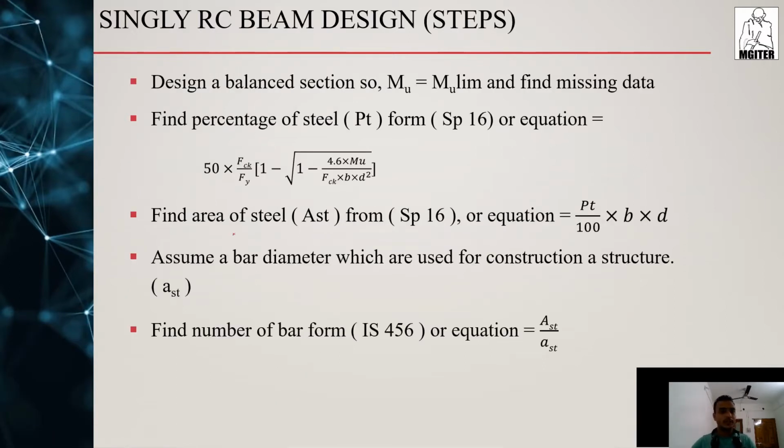And after finding the maximum bending moment, we have to design the structure for the balanced section. For the balanced section, the condition is: Mu is equal to Mu limit. We have the Mu limit equation, the limiting moment equation, okay? And after the moment limit equation, we have to find the missing data. Missing data means depth or width or anything else. We have to find it.